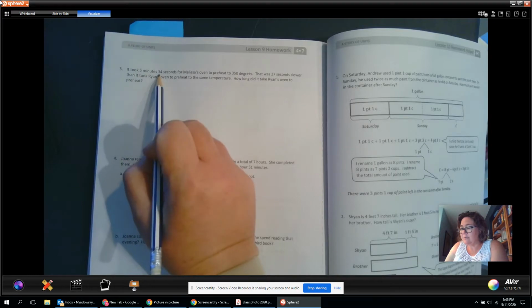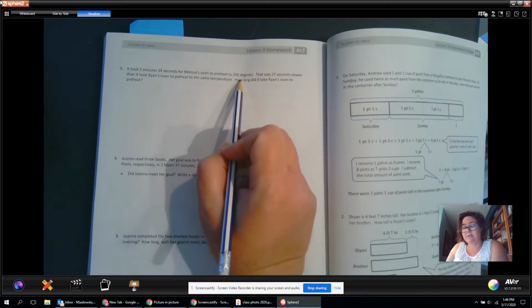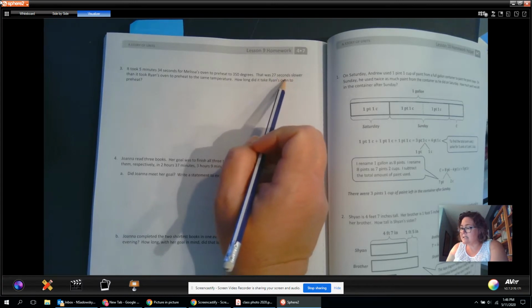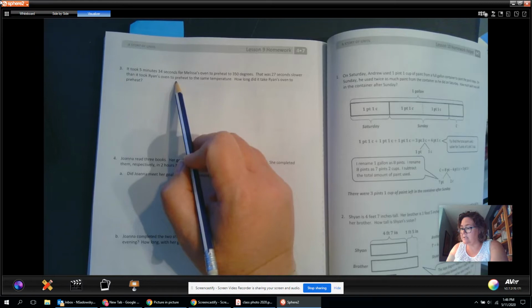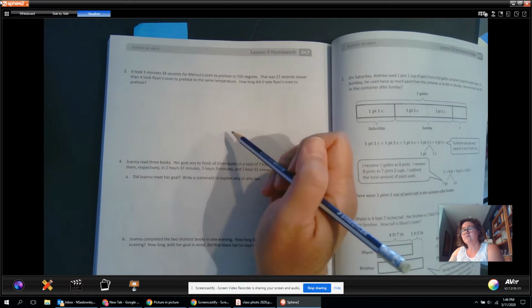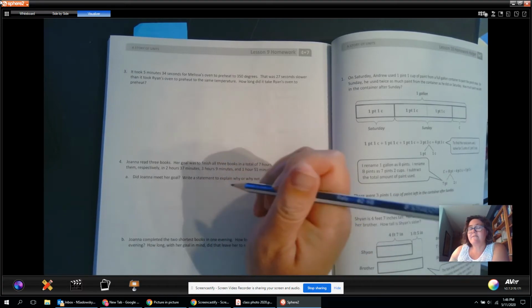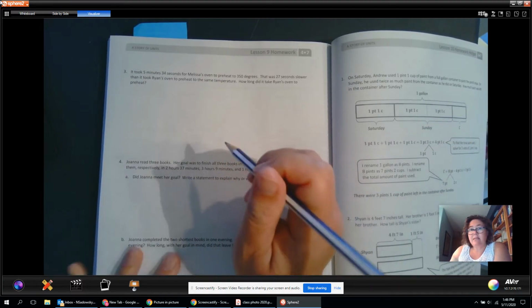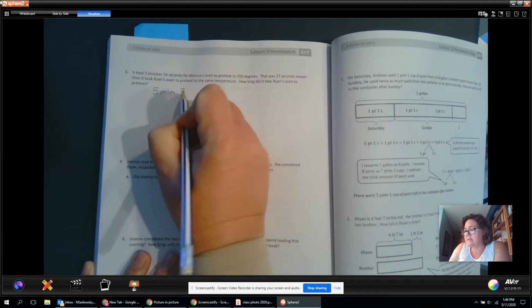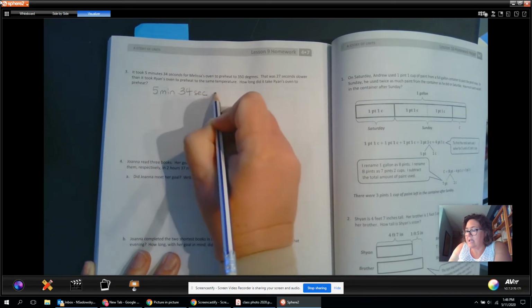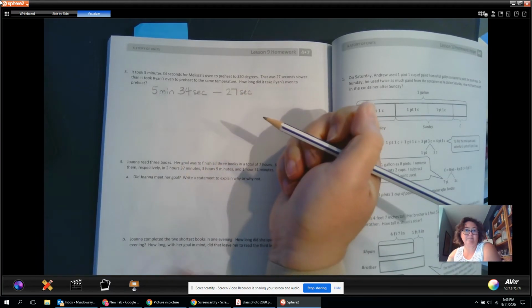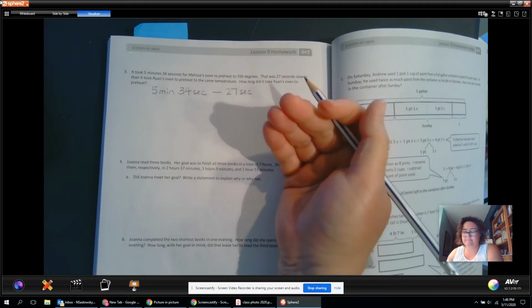It took 5 minutes, 34 seconds for Melissa's oven to preheat to 350 degrees. That was 27 seconds slower than it took Ryan's oven to preheat to the same temperature. So how long did it take Ryan's oven? So if Ryan's oven was faster, that means it's going to take less time. So that means we have to take this 5 minutes, 34 seconds, and we're going to subtract 27 seconds because it's not going to take as long.